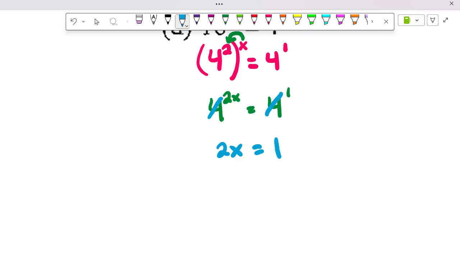Now, if we were solving for x, is this finished? No, we haven't solved for x just yet because x is not by itself yet. So what would I have to do? Divide both sides by 2. So x equals 1/2.